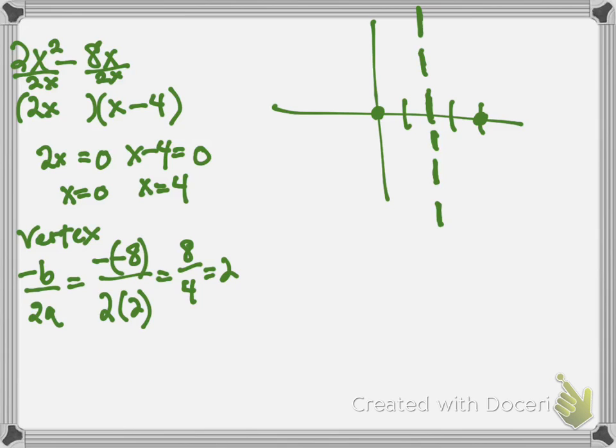So now that I've got my x-coordinate, I plug it back in. And I'm going to plug it back into the first one. I'm going to do 2 blank squared minus 8 blank. And I'm going to plug in my x-coordinate of 2. So it'll be 2 times 4 is 8 minus 16. So it'll be negative 8.